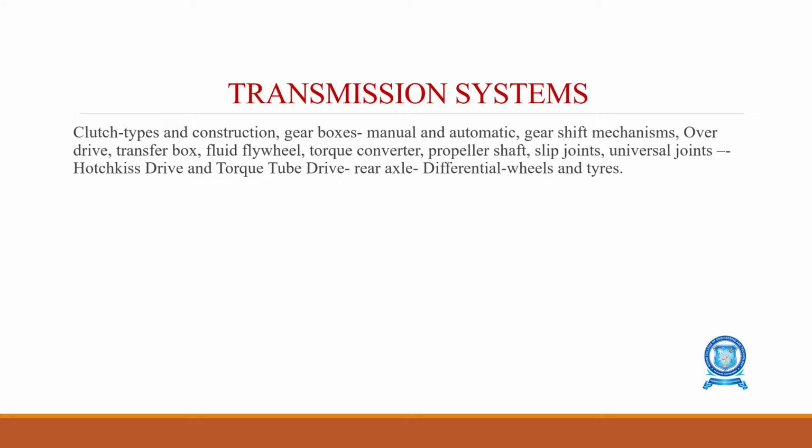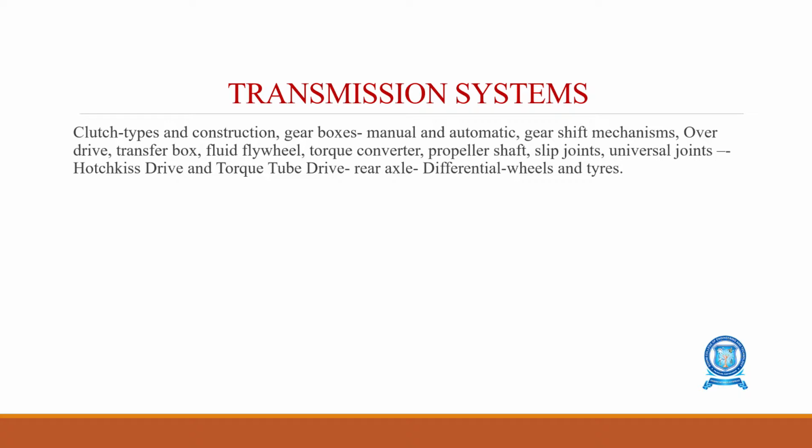In the transmission system unit, we will discuss in detail the different types of clutch, the construction of those clutches, and the different types of gearboxes: the manual gearbox, the automatic gearbox, and the gear shifting mechanism. We'll also discuss overdrive, transfer box, fluid flywheel, torque converter, and the propeller shaft, the component used for transmitting power to the rear wheels. The slip joints are a major component provided in the propeller shaft, as well as the universal joints.